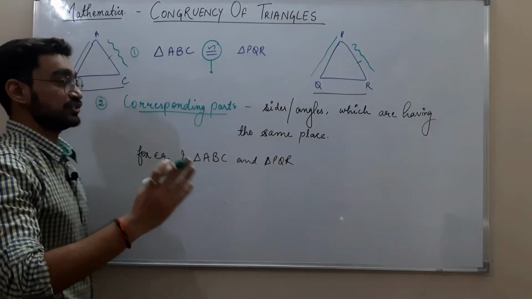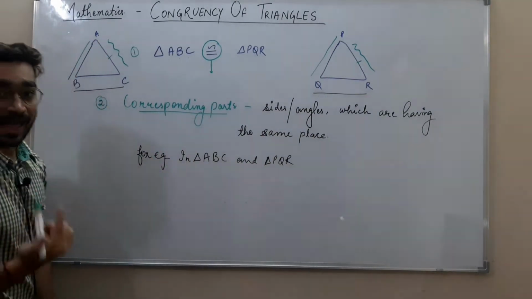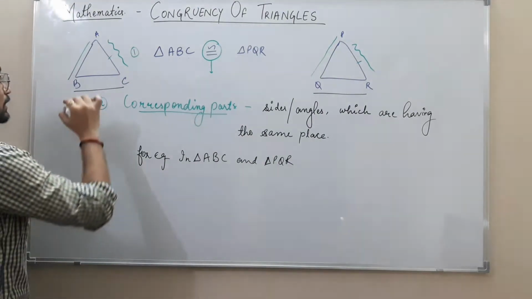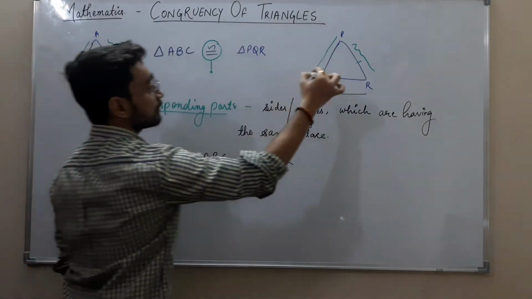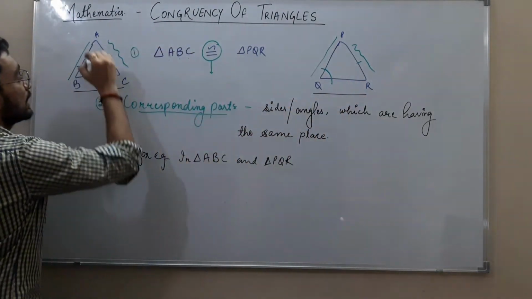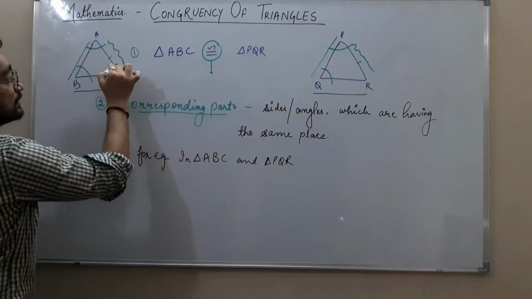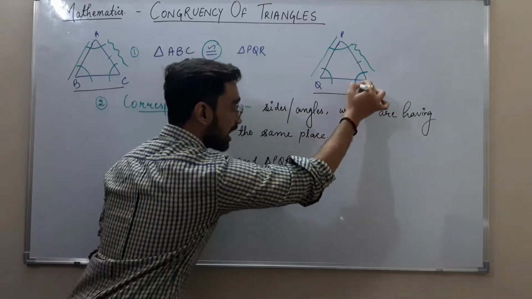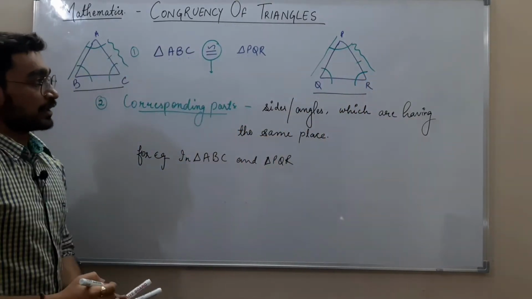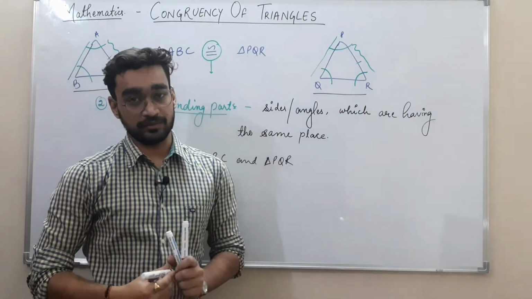If I'm talking about the corresponding angles, I can say that angle B will be corresponding to angle Q. Angle A will be corresponding to angle P. Angle C will be corresponding to angle R. Very good. So these are the corresponding things.